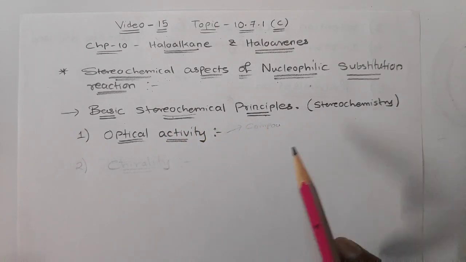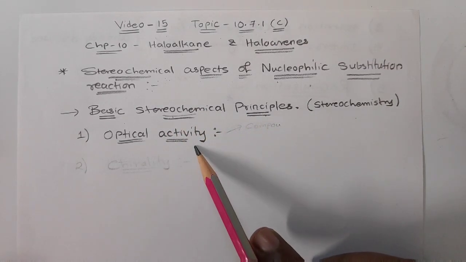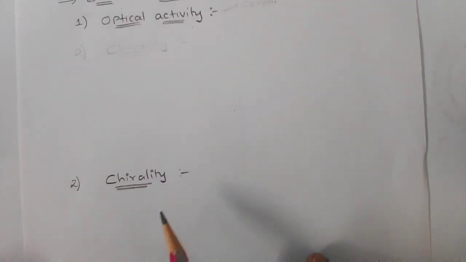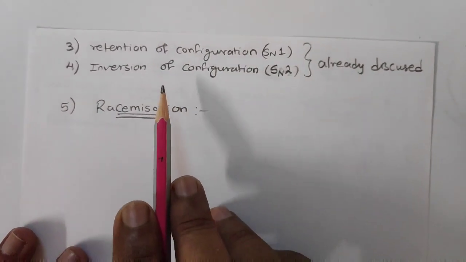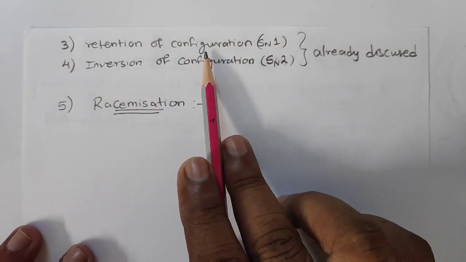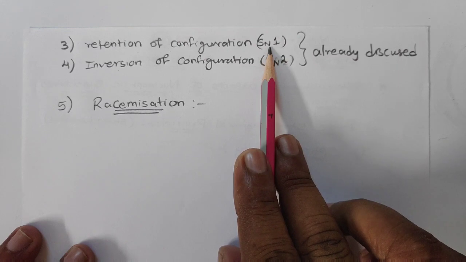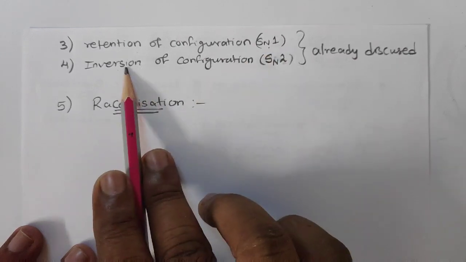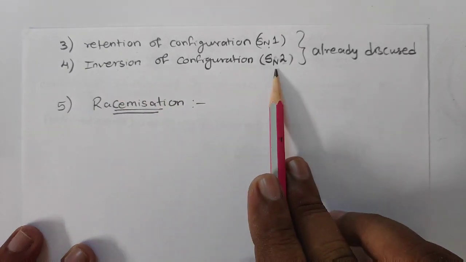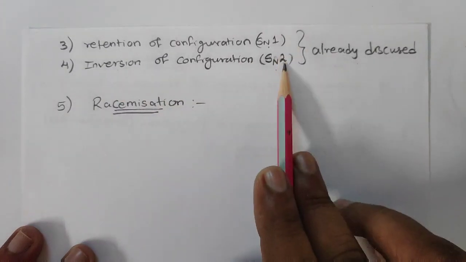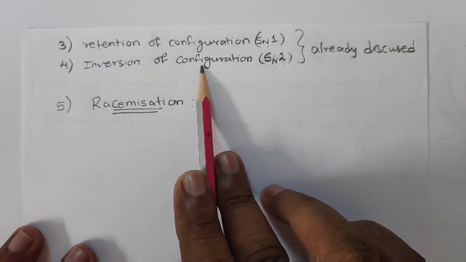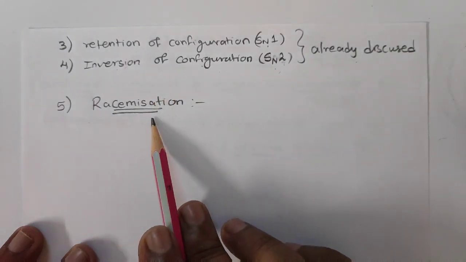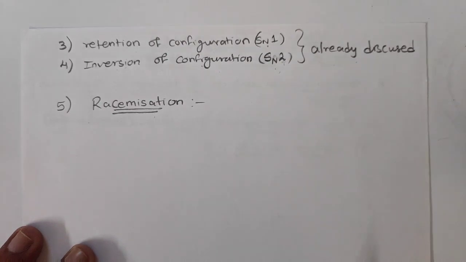come in stereochemistry. The first one is optical activity, the second one is chirality, the third one is retention of configuration, which we already studied in the SN1 mechanism, that is the stereochemistry of the SN1 mechanism, and inversion of configuration, that is SN2. We have already discussed both of these. Okay, inversion means turned upside down, and the fifth basic one is racemisation. So first we will start with optical activity.